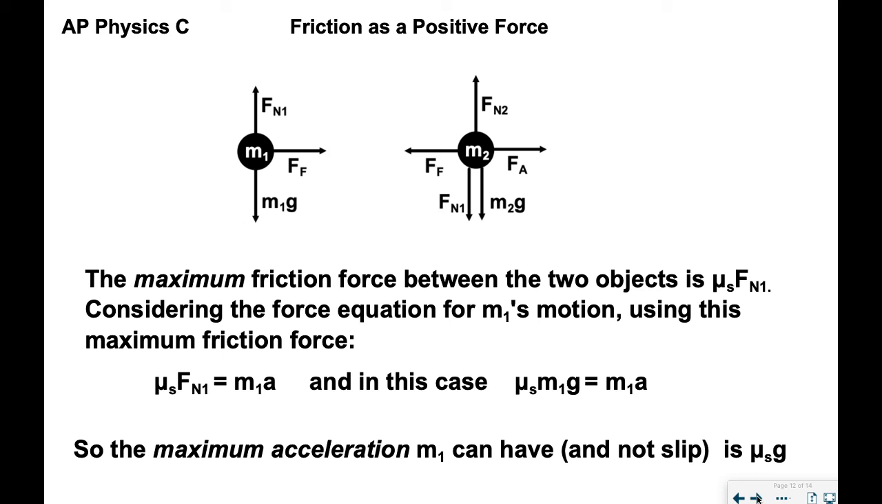When we look at the force equation for M1's motion, when we set the maximum friction force equal to ma, again, it's the only x direction force. Fn1 is equal to m1g. So what we have is the static friction force equals ma. We would see that the m1 would drop out, and the maximum acceleration that these two objects can have and not slip relative to each other is mu static times g.